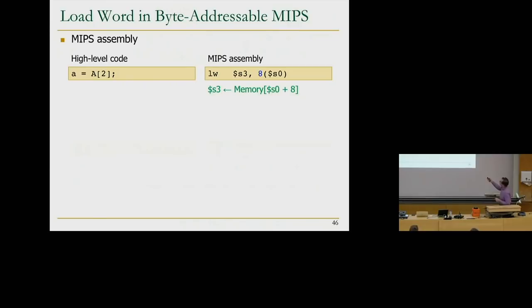Get the address by calculating the base address of the array, which is in register S0, add 8 to it, which is that, access the memory location, and then put the word that you get from there, because it's a load word, into register S3.